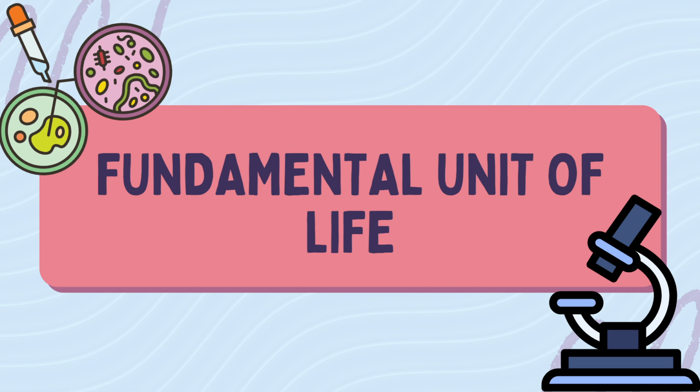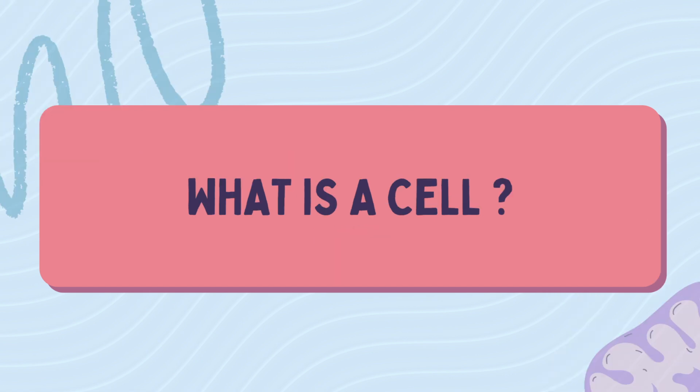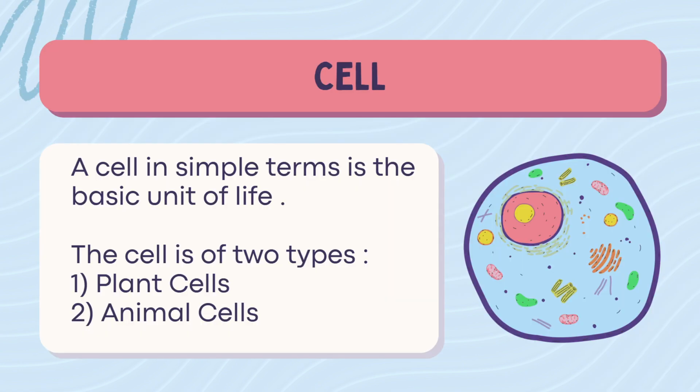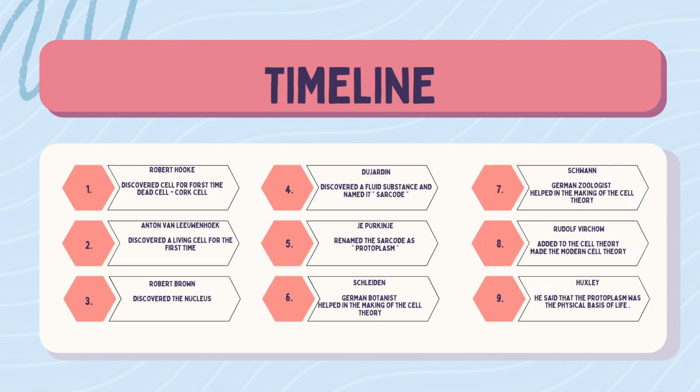Today I'm going to talk about the lesson Fundamental Unit of Life, also known as the cell. So, what do we know about the cell? Most of us just know that cells are the building blocks of life, or the fundamental unit of life. And some of us also know that the cell has many organelles which perform various functions. So the cell, in simple terms, is a basic unit of life. The cell is of two types, plant cells and animal cells.